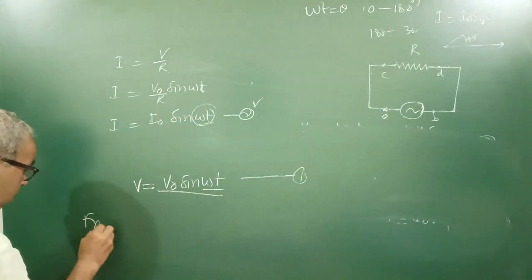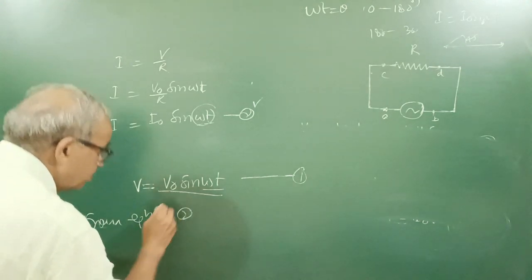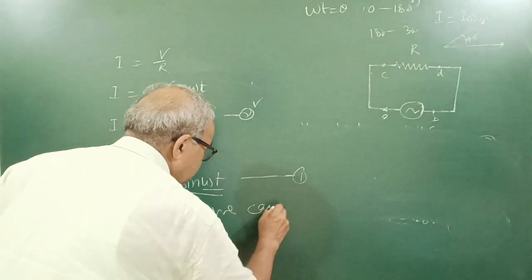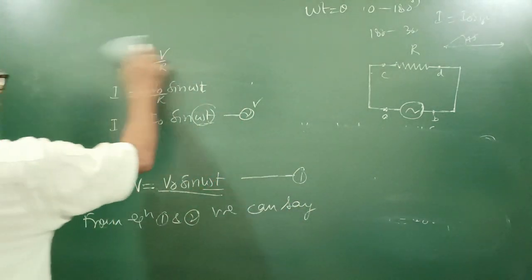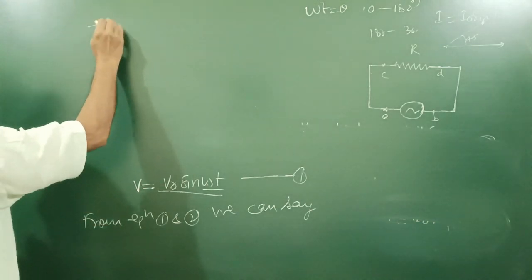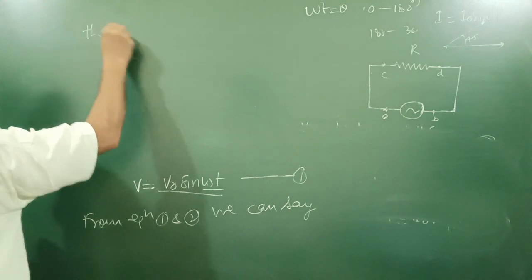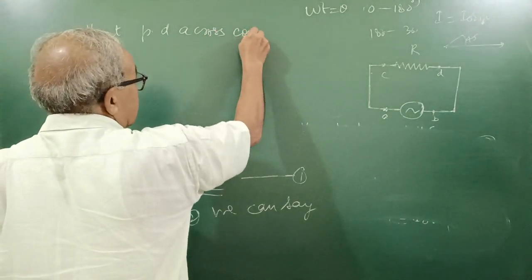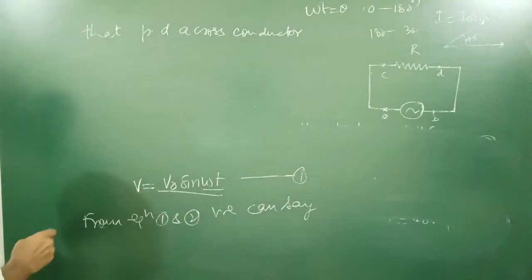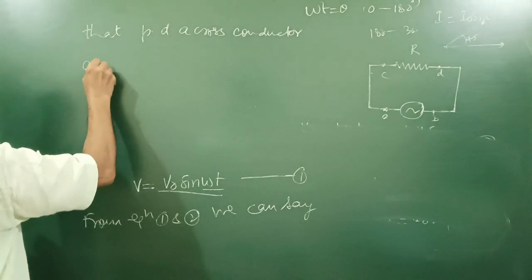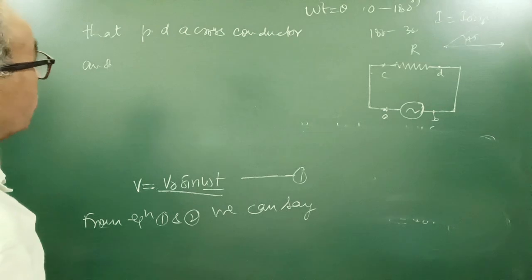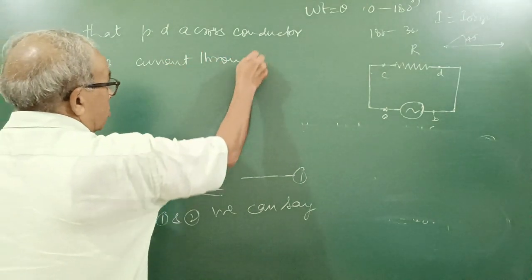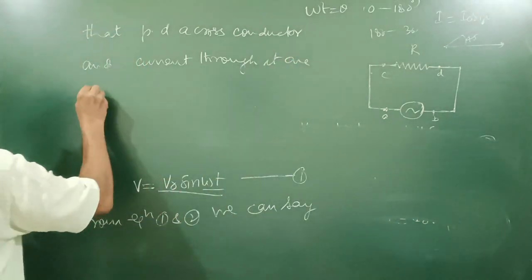From equations 1 and 2 we get, we can say that the potential difference across the conductor, the voltage across the conductor, and the current through it are in the same phase.